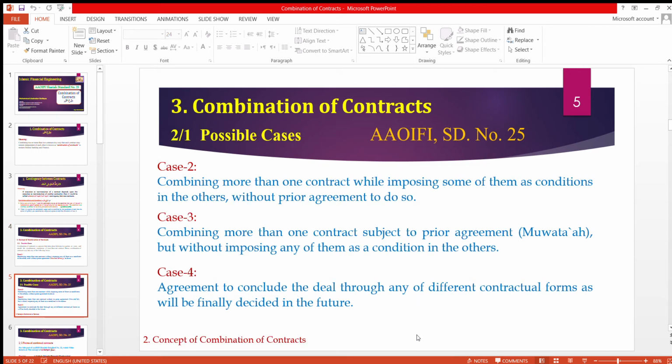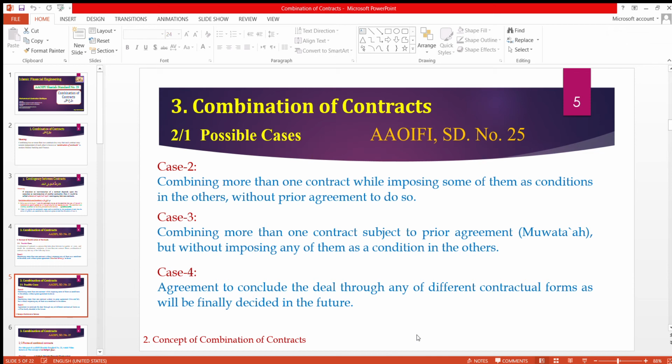Then case number 2: combining more than one contract while imposing some of them as conditions on the other, without prior agreement to do so. Though there was no prior agreement, one contract is made a condition upon the other. This is still not a mere combination of contracts; it is attached to ishtaratul aqd fil aqd, because here one contract is stipulated with another contract.